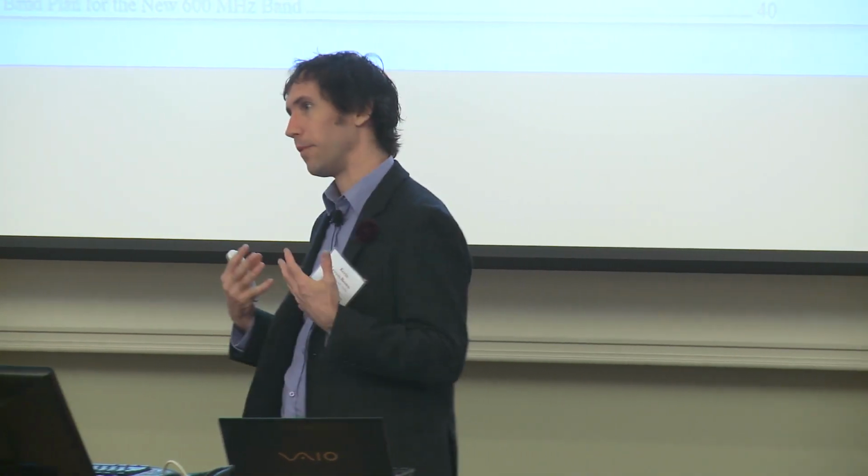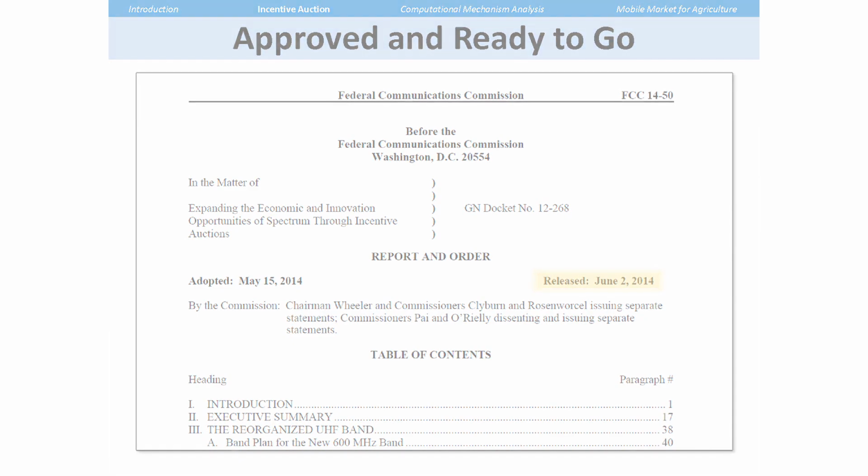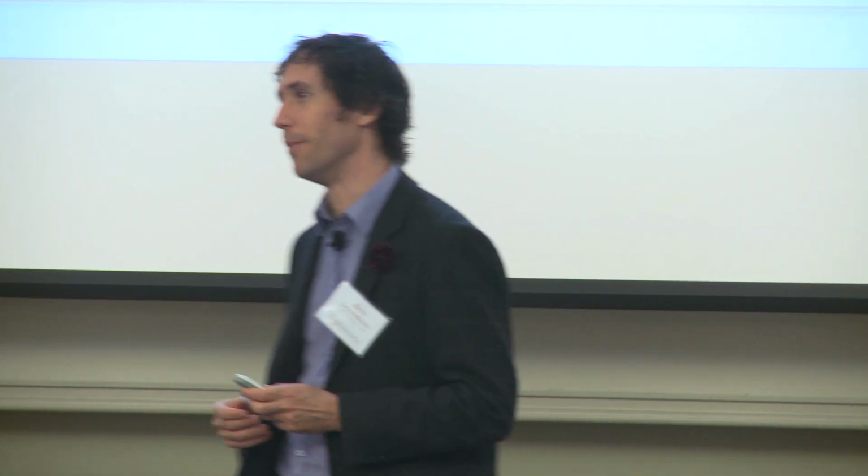So I can tell you this auction is now approved and ready to go. You can see this is the report and order that the Federal Communications Commission just put out, announcing that this was going to happen and giving some details about how it's going to happen. You can see it was just a little over a month ago that this happened. So this is a really current thing. The report and order makes really entertaining reading. I recommend that you sit down with it. It's 488 pages long, and it's written almost entirely by lawyers. So I think it's great.